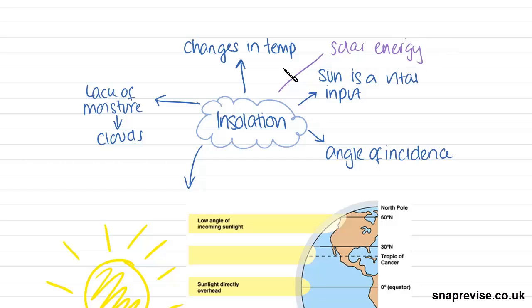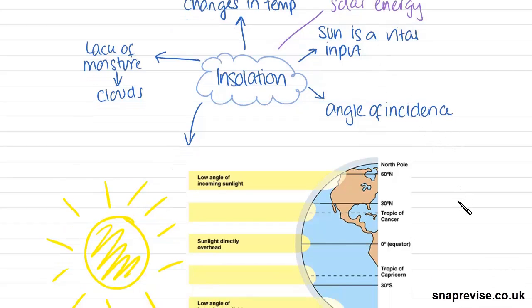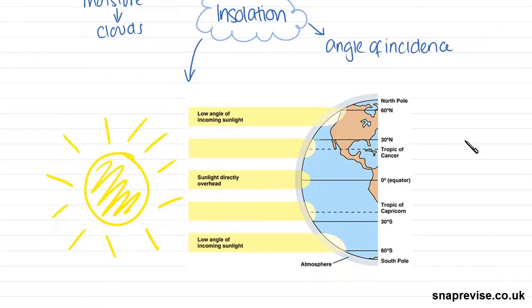And what this insolation or solar energy is doing is causing the changes in temperature that we see in relation to the climate, which make it very hot during the day and very cold at night. So the sun is a really vital input in desert processes. And it's all to do with the angle of incidence at the locations where we find deserts on Earth.